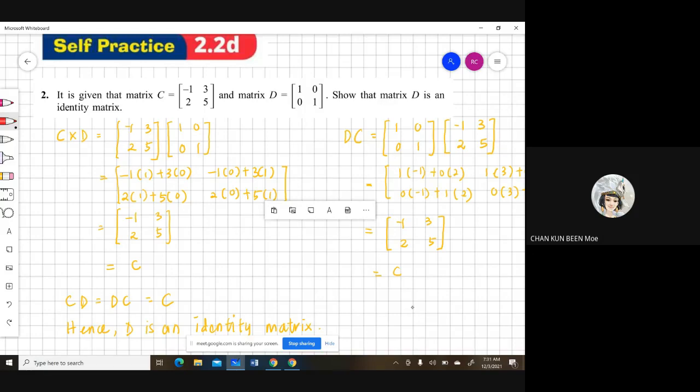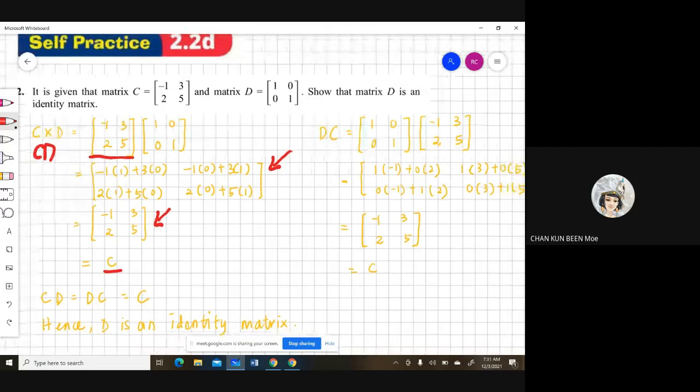Okay, so we multiply C and D. You can just write down CD like this, is equal to negative 1, 3, 2, 5 multiplied by 1, 0, 0, 1. So you do the calculation here. After that you will get this matrix, which is the same as matrix C. So it's equal to matrix C.